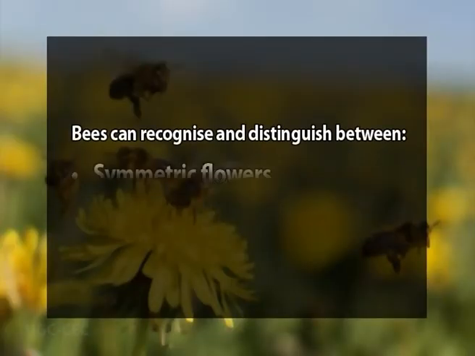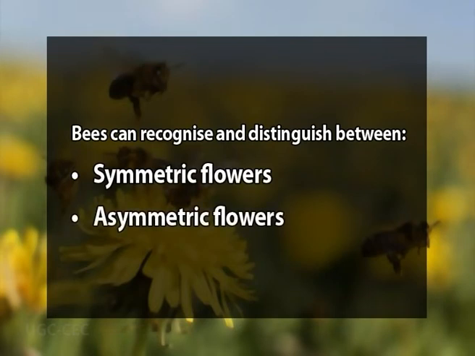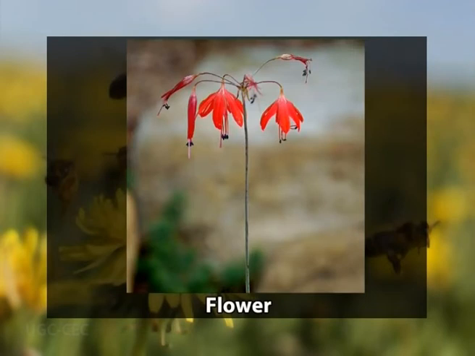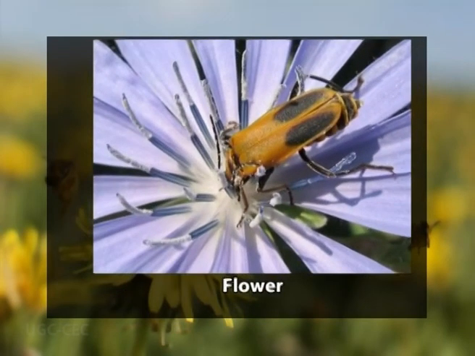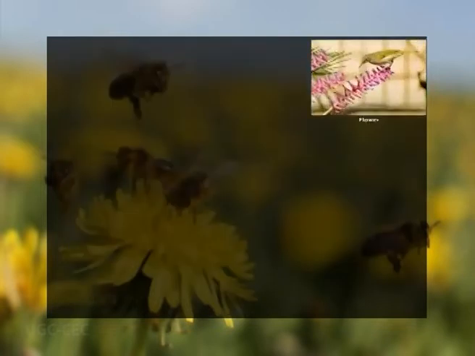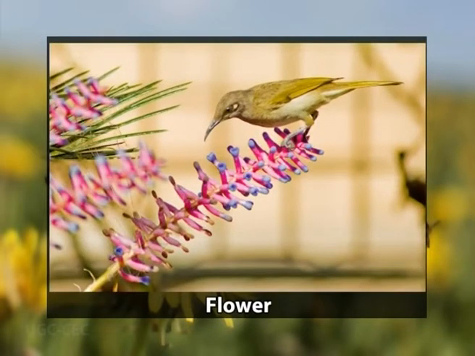Bees can recognize and distinguish between symmetric and asymmetric flowers. Flowers which are pollinated by hovering pollinators are generally pendulous with long styles and filaments. Beetle pollinated flowers have simple shapes with simple entrance, as beetles are clumsy in flight. Non-hovering insects and birds require a landing platform as part of a flower. Thus, the design of a flower is related to the vector which visits it.